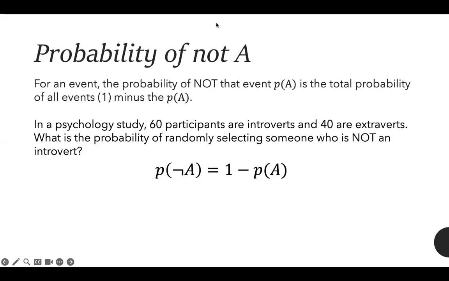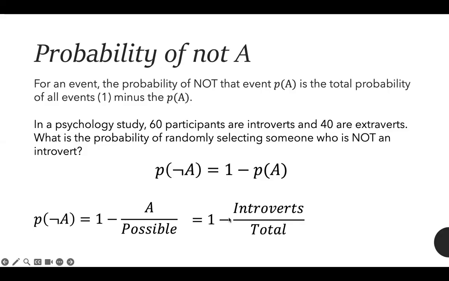So what's happening here is, if we say in a psychology study, 60 participants are introverts and 40 are extroverts. This is the example I used before. What's the probability of randomly selecting someone who is not an introvert? We're actually just getting the complement to introvert, right? We're going to say the probability of not A equals 1 minus the probability of A. So we would say 1 minus A over possible. That's our basic probability of A. So we would say 1 minus introverts divided by total. That would get us 1 minus 60 over 100 because there are 60 introverts. And then that would give us 1 minus 0.60 equals 0.40.